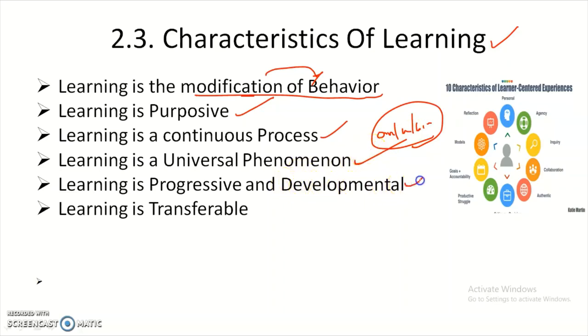And learning is progressive and developmental, because whatever we learn from past experiences will not make you repeat the mistakes. If you're not repeating mistakes, it means you are on the progressive and developmental path. And learning is transferable, meaning whatever knowledge I gained, I can transfer to some other person, right? So that means it is a transferable thing.